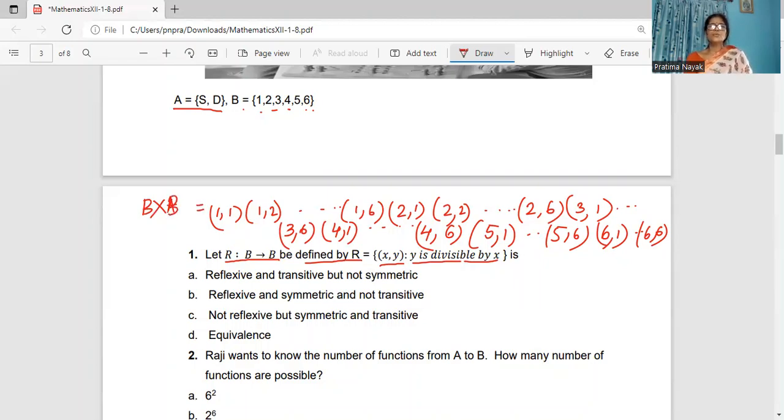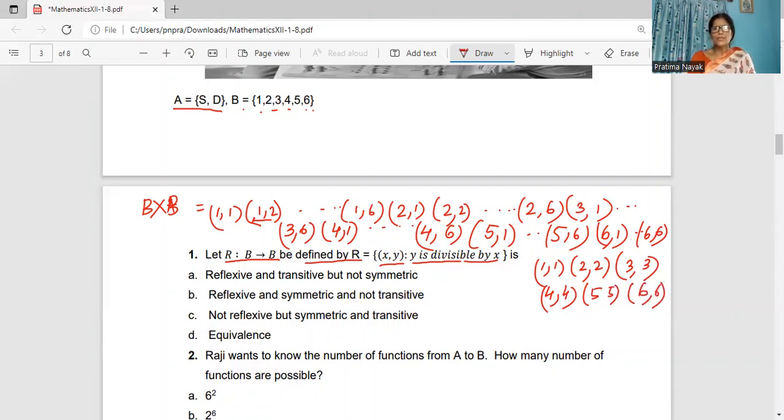Now from this we are taking only those where y is divisible by x. Y is divisible by x, the second element is divisible by the first. So 2, 1 will be there. 1, 1 will be there. 2, 2 will be there. 3, 3 is there. When the second element is divisible by the first, this will satisfy the relation. So this relation will be reflexive.